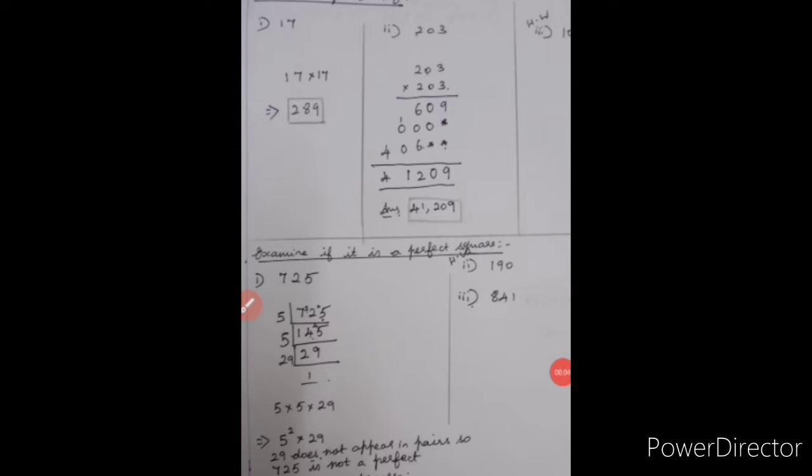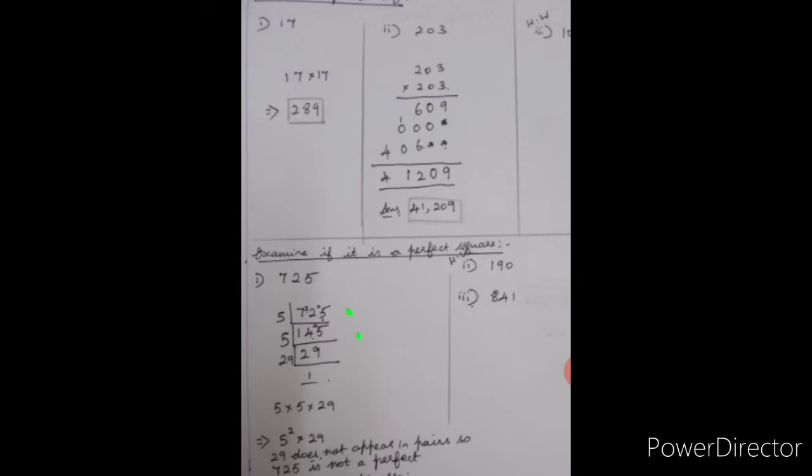Next one, you are going to examine whether it is a perfect square or not. So 725, as the number ends with 5, you can divide 725 by 5. 5 ones are 5, 7 minus 5 is 2, so 7 5 fours are 20, then 22 minus 20 is again 2, then 5 5s are 25.